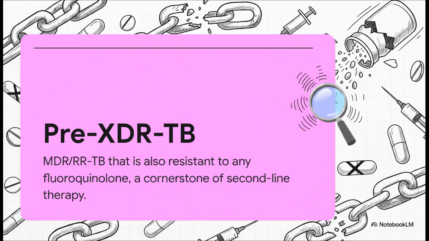Building on that, we get to pre-XDR-TB. So think of this as MDR-TB, but with an extra layer of danger. Now, we've also gained resistance to any fluoroquinolone, drugs like levofloxacin or moxifloxacin. These are the absolute cornerstone of modern second-line treatments, so losing them makes building an effective regimen so much harder.